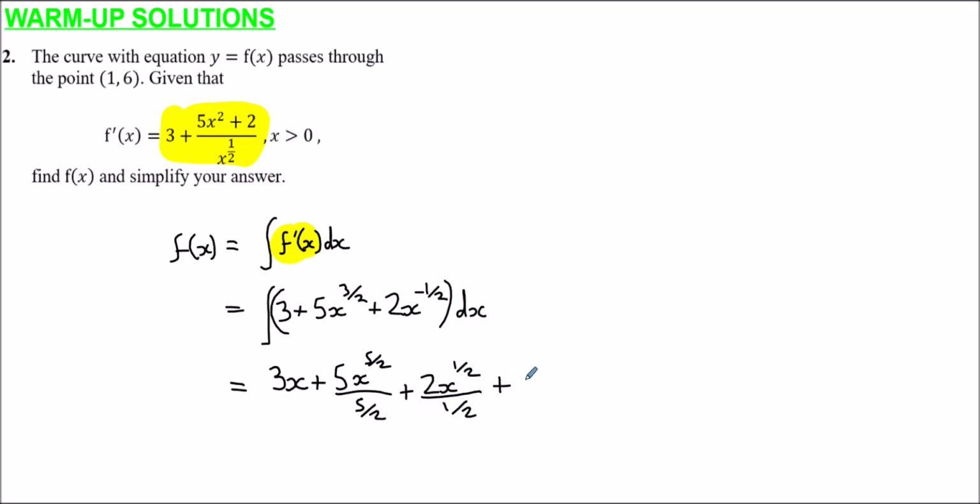All of which we need to add c to. Then simplifying down fully, we have 3x. 5 divided by 5 over 2 is just 2. So we have 2x to the 5 over 2. 2 divided by 1/2 becomes 4. So we have 4x to the half plus c. But then what we need to do is to find out what this constant of integration is.